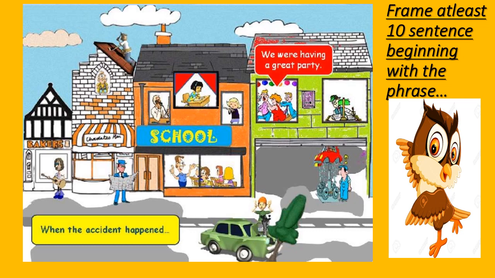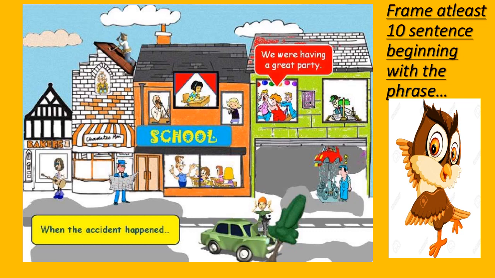When the accident happened, you can see that there is an accident. A woman is yelling. The tree is falling. A man is reading a newspaper. A woman is playing guitar near the bakery. There is a school, the teacher is teaching, someone is on the phone, someone is sitting at the desk, and a party is going on in the neighboring house.